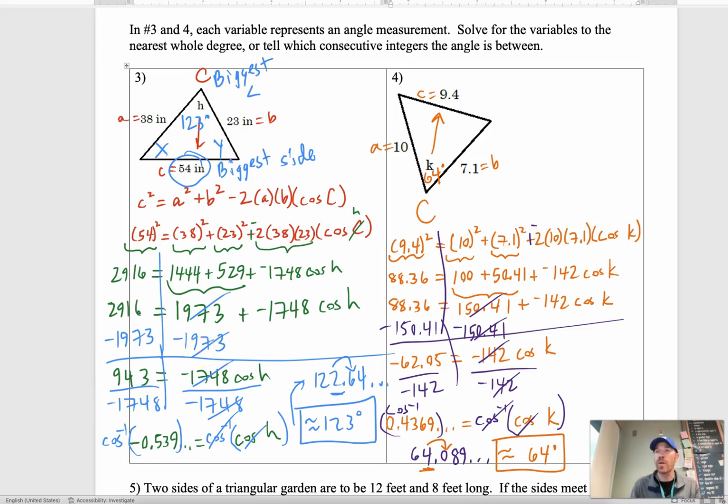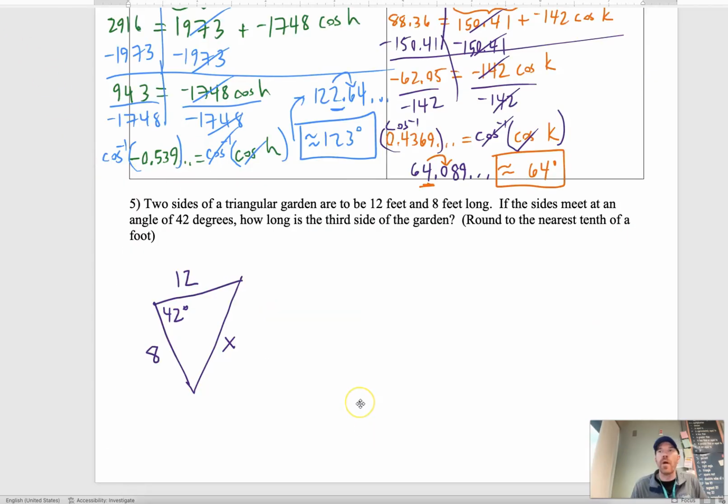Okay, we got one more on this quiz and then we're all done. All right, number 5, we got a little bit of a story problem here about a triangular garden. And so this is one way you might draw the diagram. The sides of 12 feet and 8 feet long meet at an angle of 42 degrees. How long is the third side?